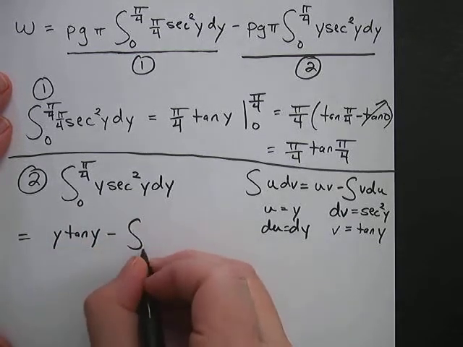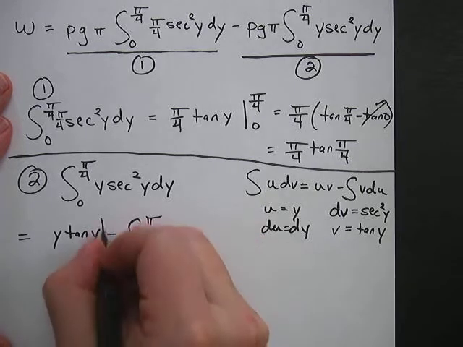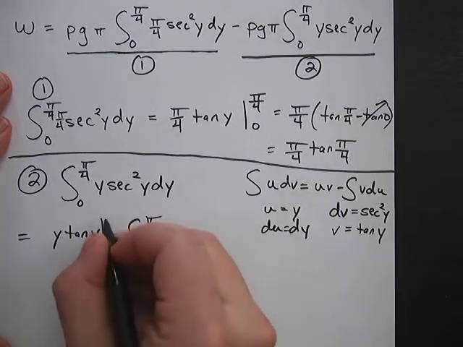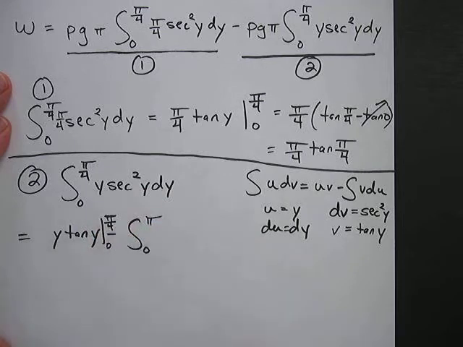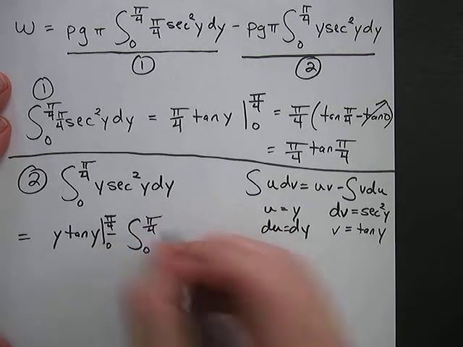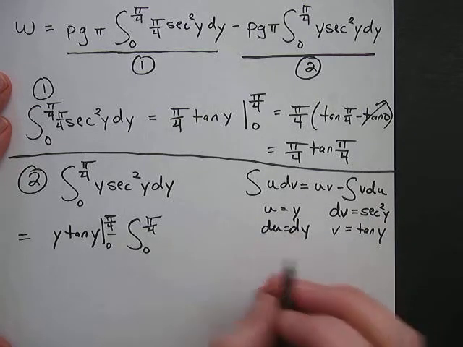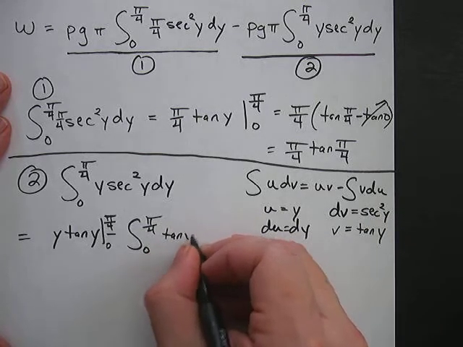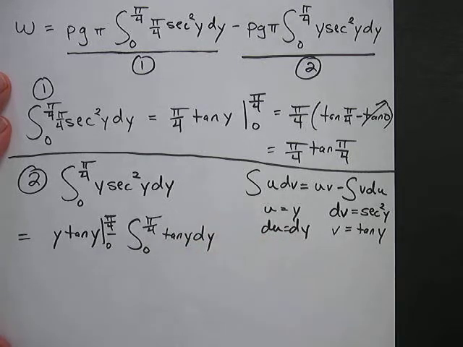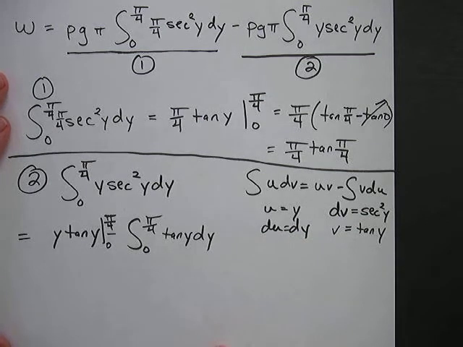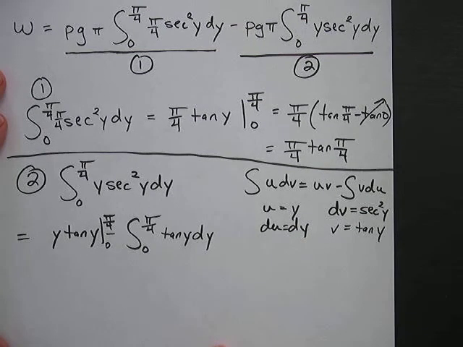minus the integral from 0 to pi over 4, and let me put that, it's being integrated from 0 to pi over 4 there too. Okay, minus the integral from 0 to pi over 4 of, let's see, it's v du. So that will be tangent y times dy. Okay, v du. Okay. Now the integral of tangent y is negative ln of secant y.